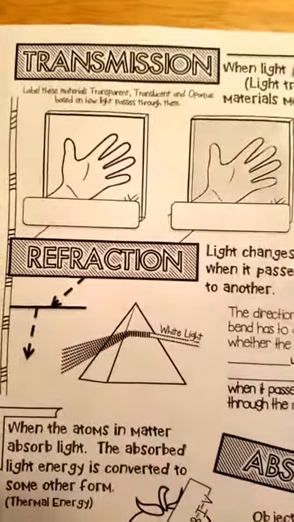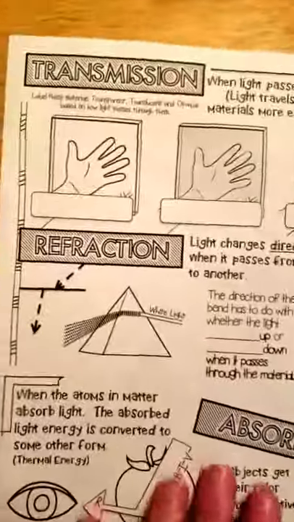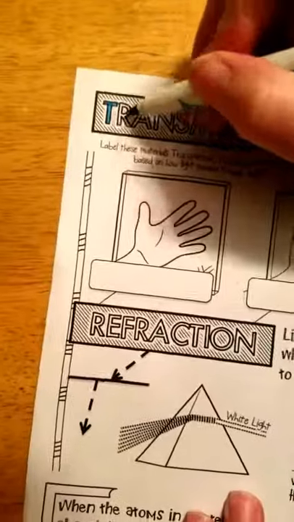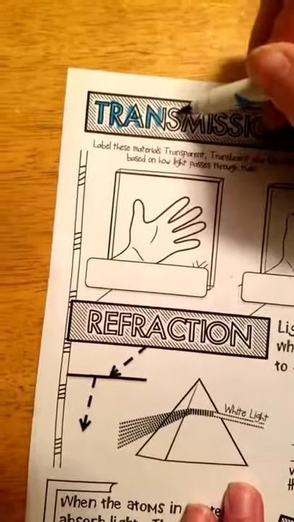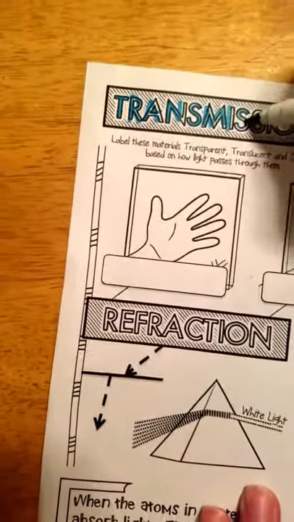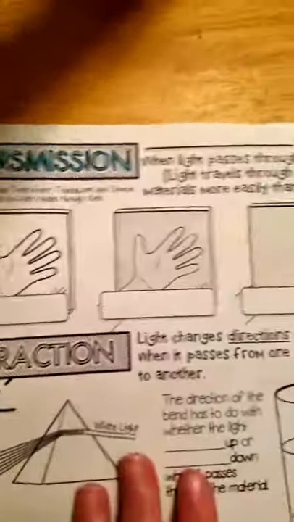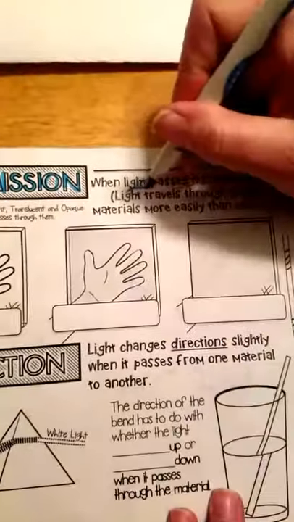Okay, so we have reflection. Light is reflected. When light's not reflected, sometimes it's actually transmitted. So I'm going to label that transmission. It's kind of like with sound waves. When a sound wave is transmitted, it goes through something. And with light, sometimes it goes through things, sometimes it doesn't. It depends on the particles of the object. So our definition is when light passes through matter.